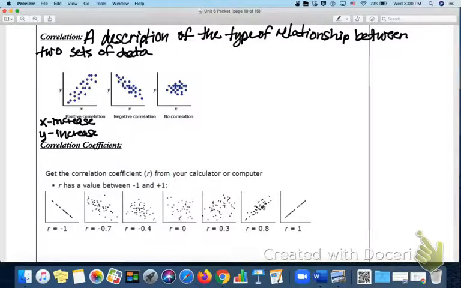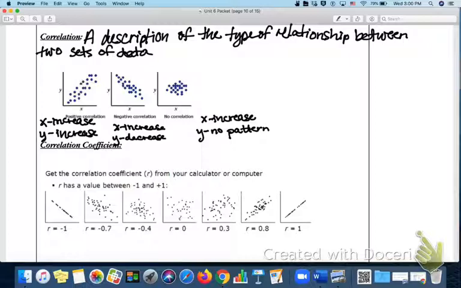The next example says negative correlation. The x value is increasing, but the value of y is decreasing. It has a negative correlation. And the last example, there's really no correlation. The x value is increasing, but the y value has no pattern.